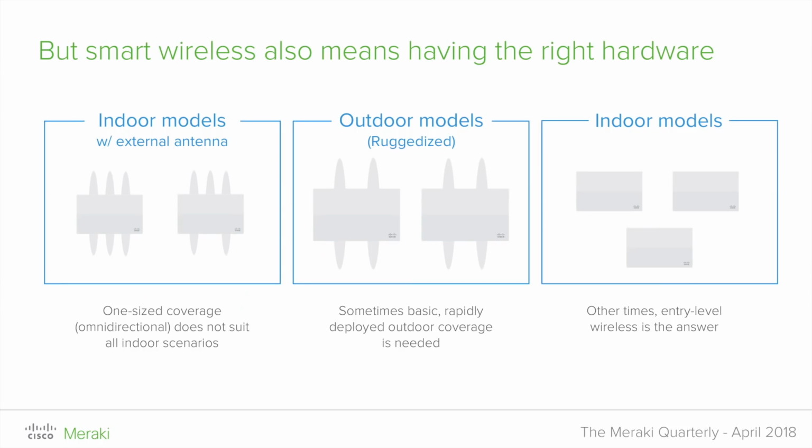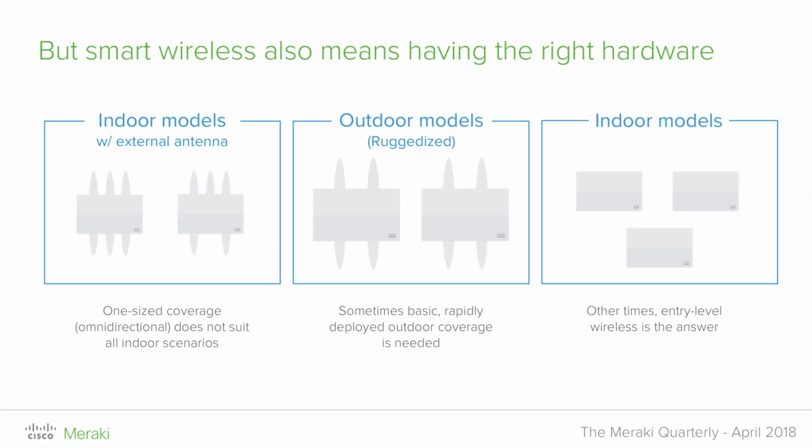But smart wireless also means having the right hardware. Now, we know that one-size coverage, the sort of omnidirectional coverage that we have for all of our indoor access points, doesn't necessarily suit all scenarios. And so we've been hearing a lot of requests for more configurable types of antenna on these models. We also know that sometimes you're not looking for anything more than basic outdoor coverage that you can get up and running really rapidly. You don't necessarily want to mess with dealing with external antennas on those models.